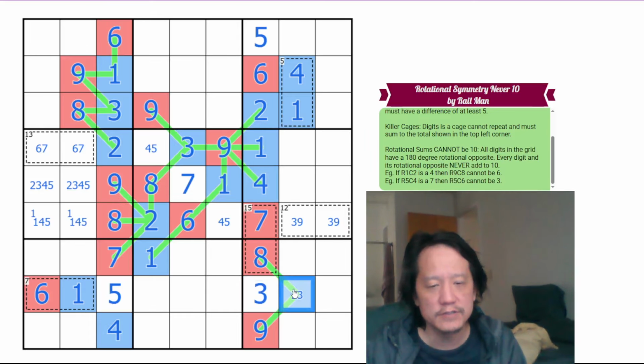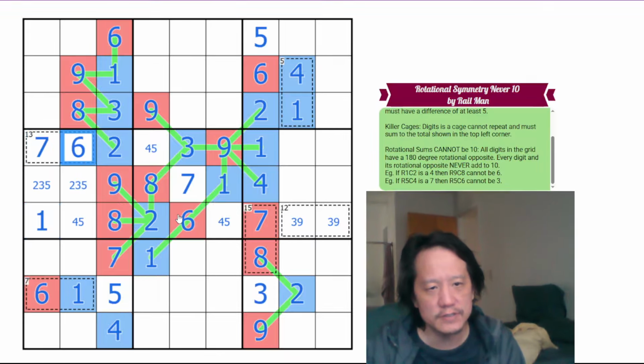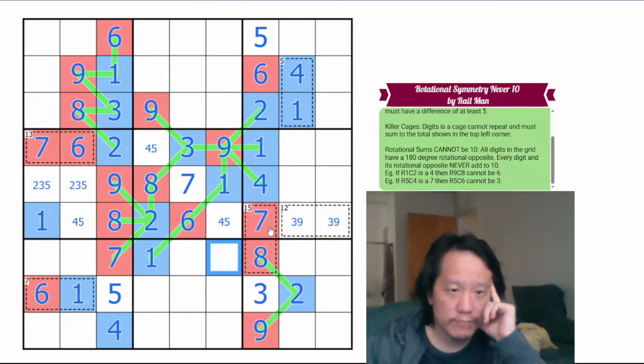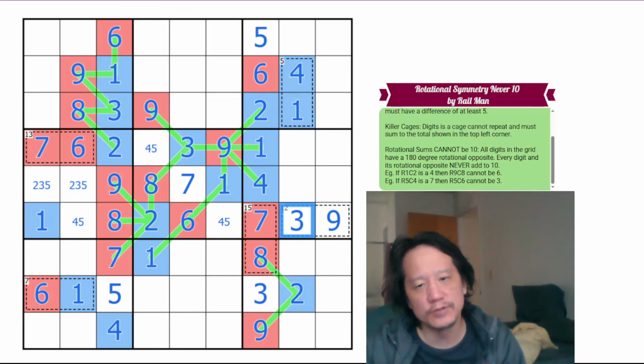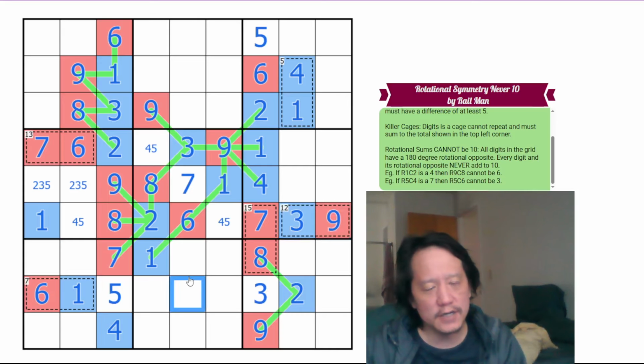This is 4. That makes this 3, which makes this 2. 4 eliminates 4 here. This can't be 1 because of 1 in the column. So that leaves the 1 in row 6 to be here. 6 eliminates 6 here, so it's 7 and 6. These are both high. This is low. This cannot be 3 because it's rotationally opposite that, and that adds up to 10. So this would be 9. That's 3. So this is low. This is high.